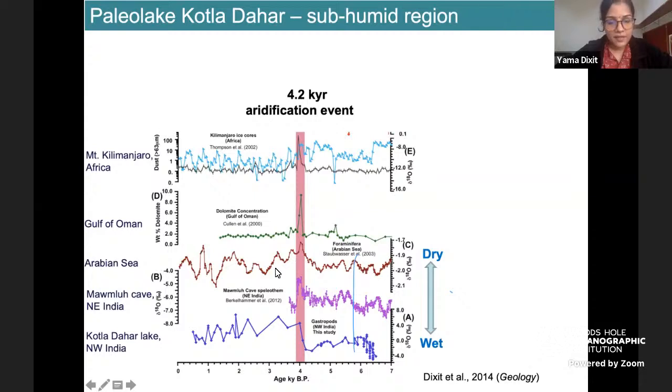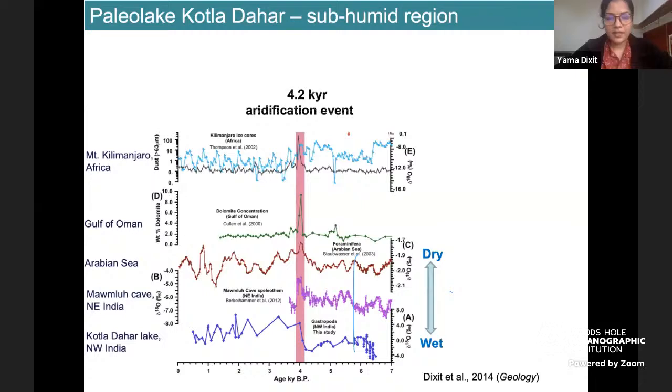We also see Arabian Sea records with a peak here around 4.2 kilo years, indicating drying. This is done on oxygen isotopes of foraminifera. Also from the Gulf of Oman, there is a dust peak in the sediments, and the dolomite concentration again points to more aridity around this period, which is why it's called an aridification event. And it goes as far as Mount Kilimanjaro in Africa, where you see this dust peak and changes in oxygen isotopes, all pointing towards drying during this period.